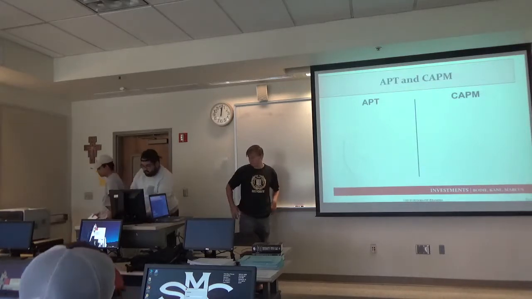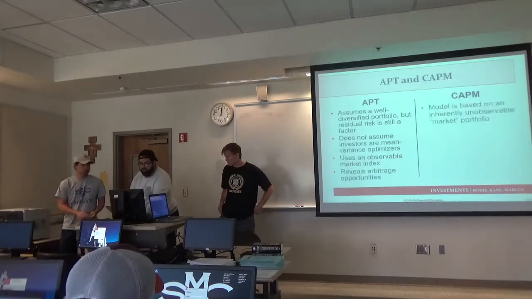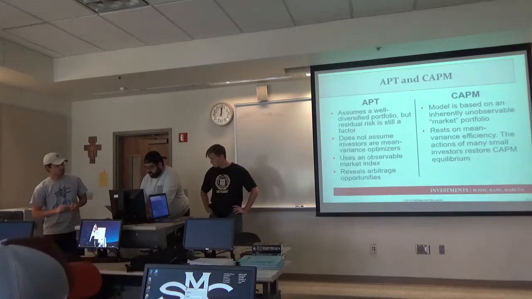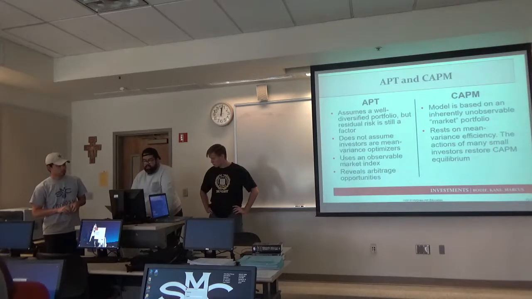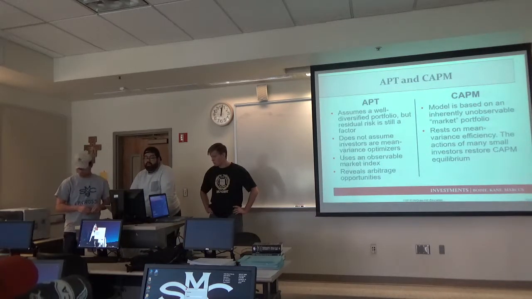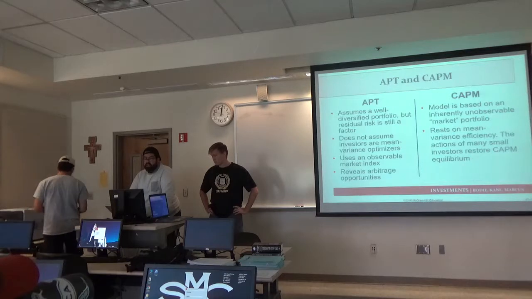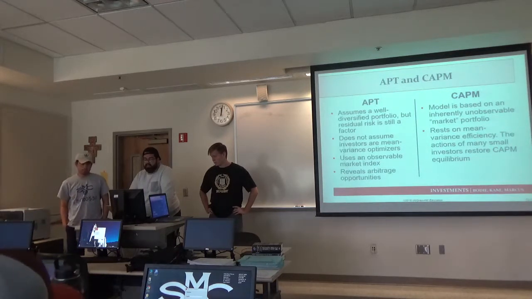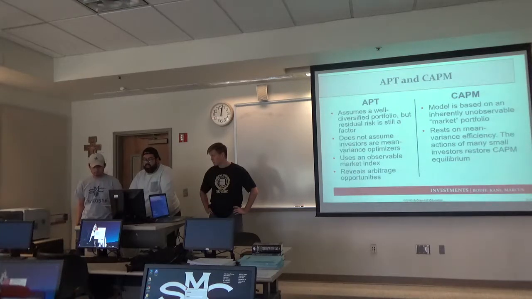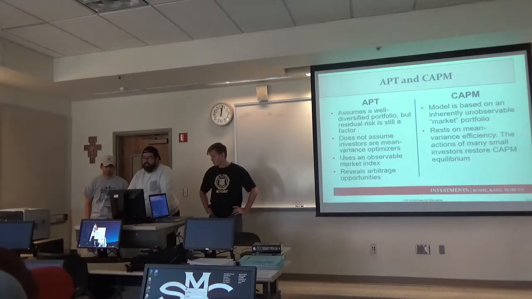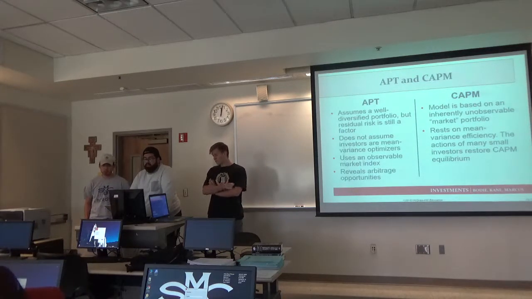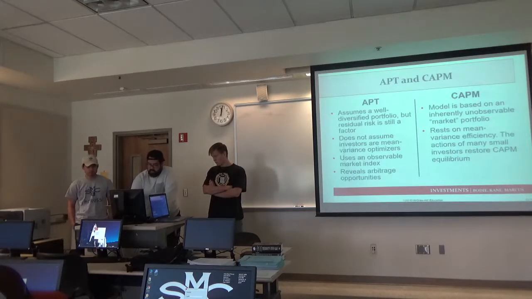Alright, so APT and CAPM. APT assumes a well-diversified portfolio, but residual risk is still a factor. It doesn't assume investors are mean variance optimizers, and uses an observable market risk and reveals arbitrage opportunities. While CAPM is based on an inherently unobservable market portfolio and rests on mean variance efficiency. The actions of limiting small investors restore CAPM to equilibrium.